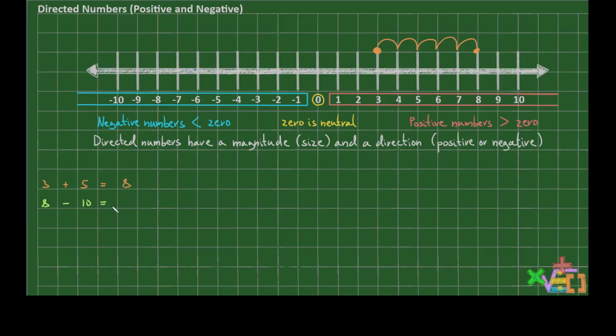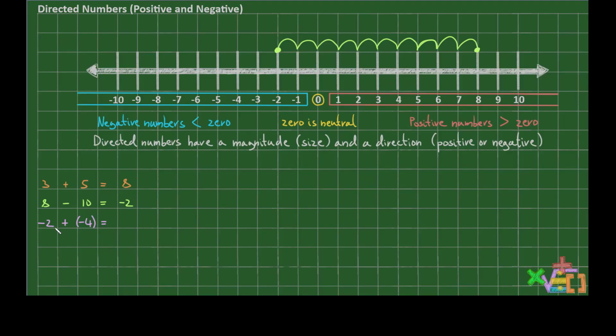Now suppose I take the 8 and subtract 10. I'm going to start at 8, but in which direction should I move? Well, I'm dealing with a subtraction. This means that I need to move towards the negative direction. And so on this number line, I will be jumping to the left 10 times. And that will get me to negative 2.